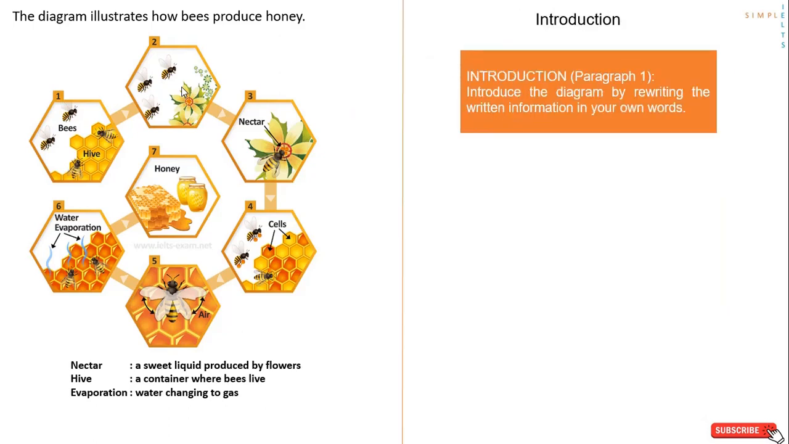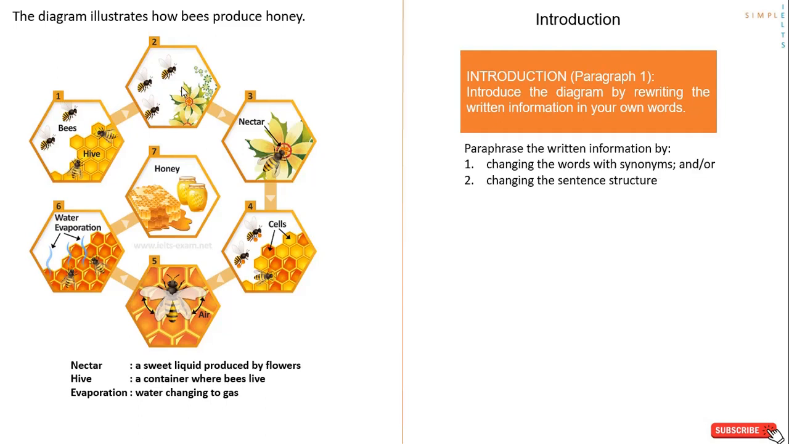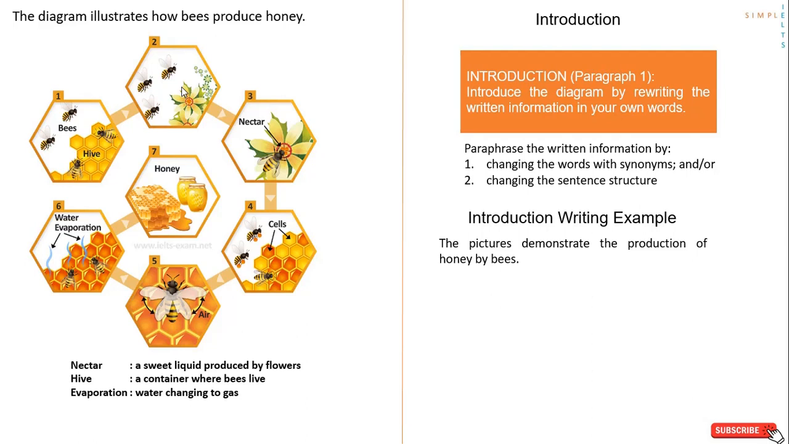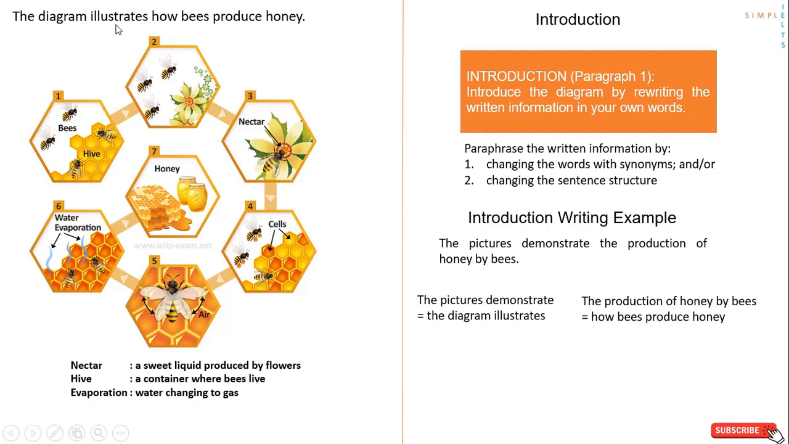Okay, now let's talk about how to write the report. First is the introduction. As I said before, introduce the diagram by rewriting the written information in your own words. We can paraphrase the written information by changing the words with synonyms and or changing the sentence structure. For example, the pictures demonstrate the production of honey by bees. So the pictures demonstrate has the same meaning as the diagram illustrates. And the production of honey by bees has the same meaning as how bees produce honey.